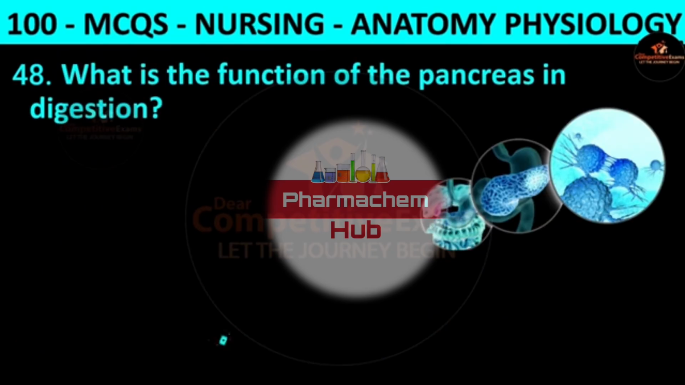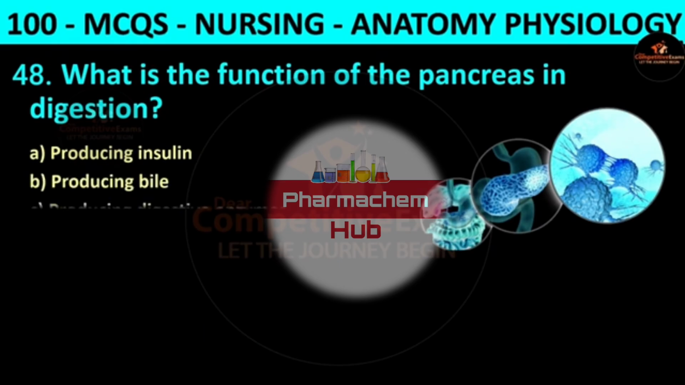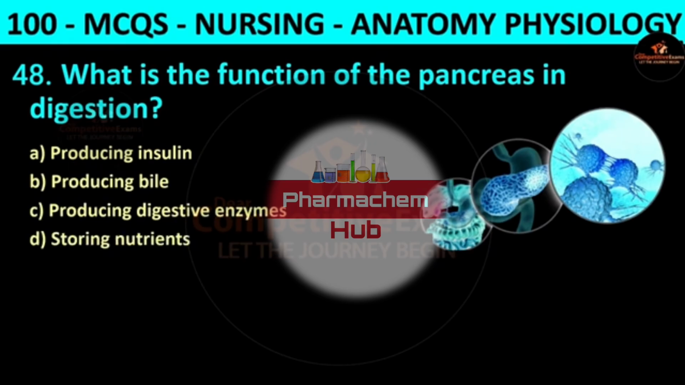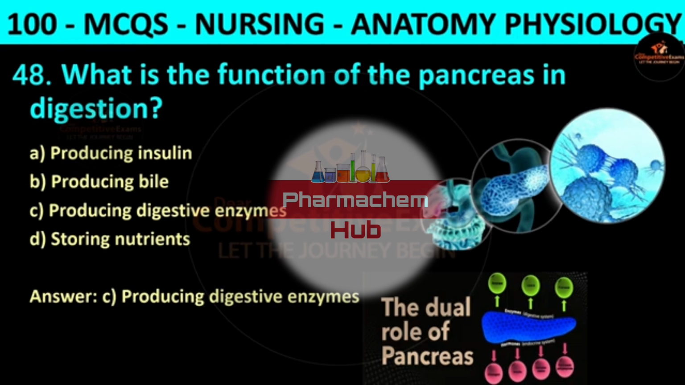Question number 48. What is the function of the pancreas in digestion? Your options: producing insulin, producing bile, producing digestive enzymes, or storing nutrients. The right answer is producing digestive enzymes. The pancreas produces digestive enzymes that include amylase, lipase, and proteases, which aid in the digestion of carbohydrates, fats, and proteins.